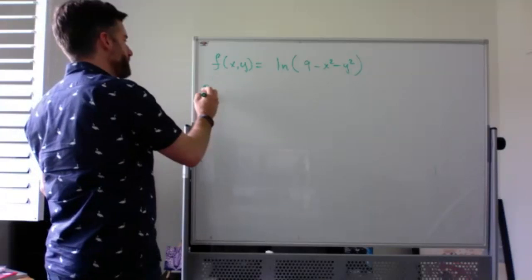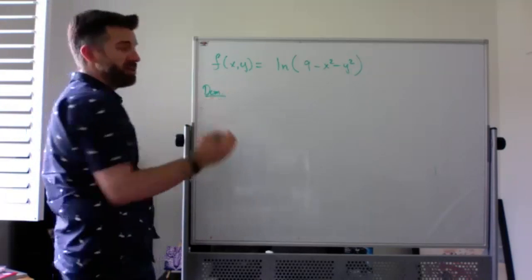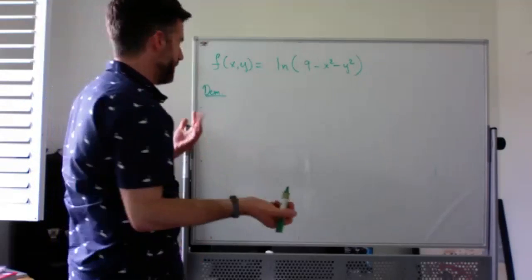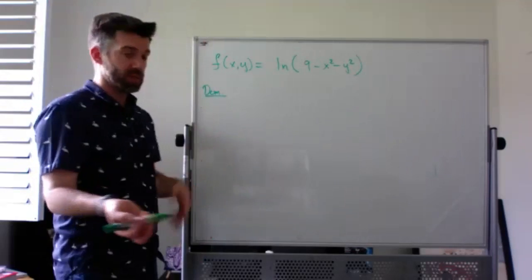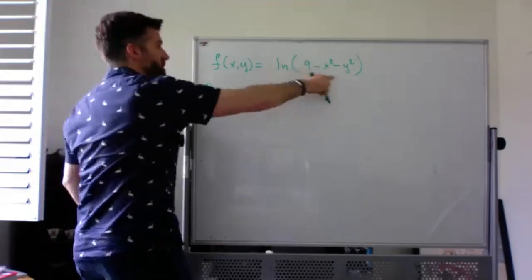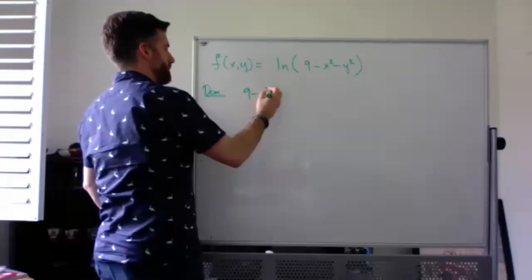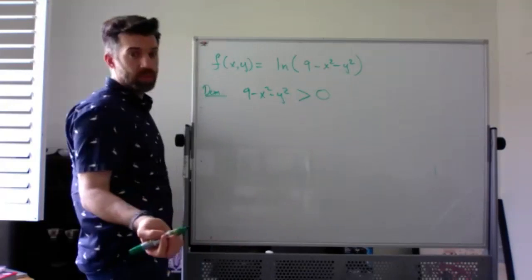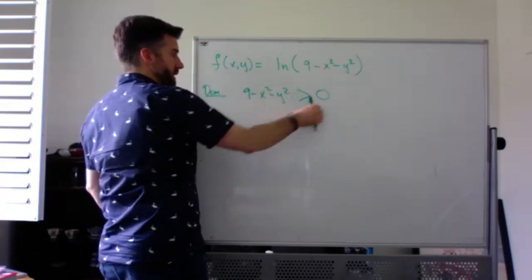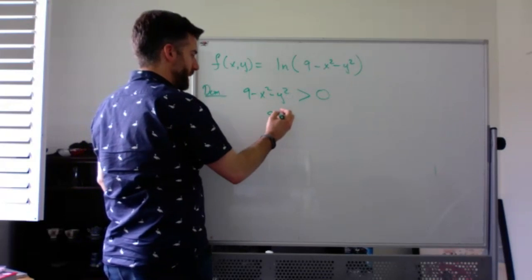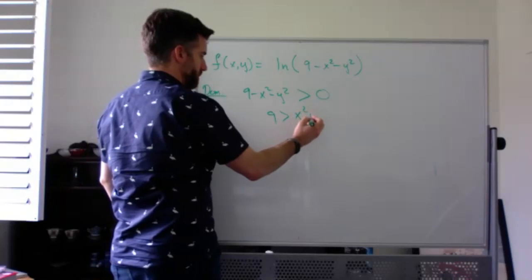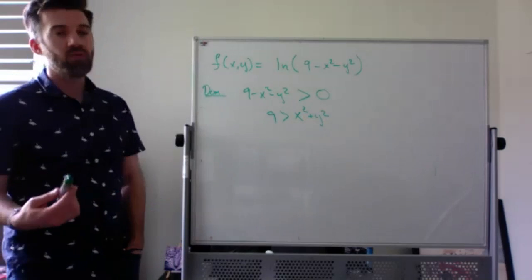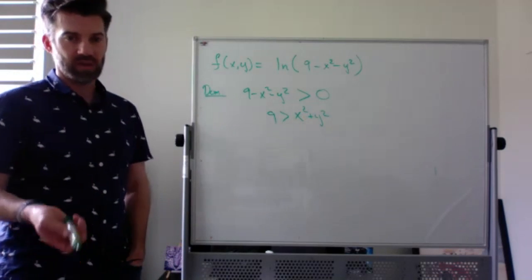For the domain, now here the domain is going to be a tiny, tiny bit different than it was in the previous problems. For square roots, we have the whole bigger than or equal to 0 thing. For logarithms, the argument 9 minus x squared minus y squared has to be strictly greater than 0. So that if I add x squared and y squared to the other side, 9 has to be strictly greater than x squared plus y squared. Which means the boundary of the circle is not going to be included in the domain.